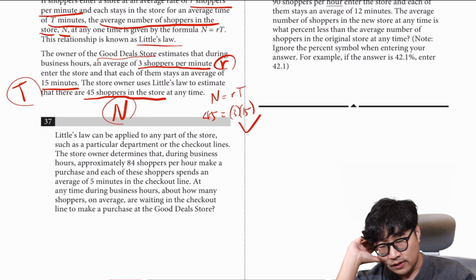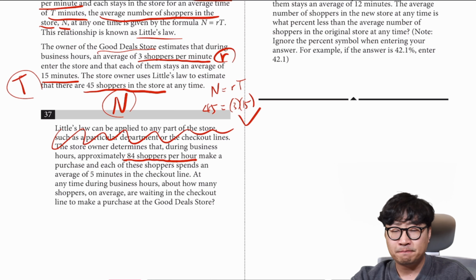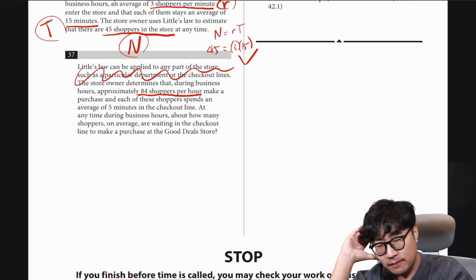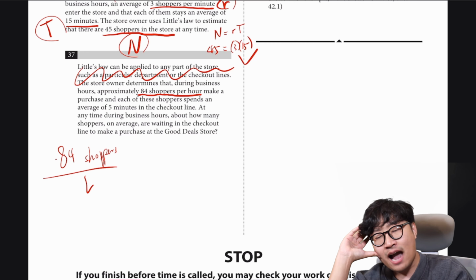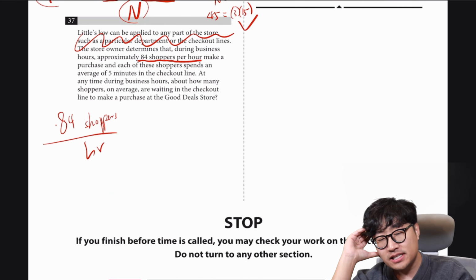Here we go. Number 37. Little's Law can be used. 84 shoppers per hour. Well, stop. We're not going to take that, because it's 84 shoppers per hour. That's not what you want though. The question said it has to be in per minute. So let's change that.